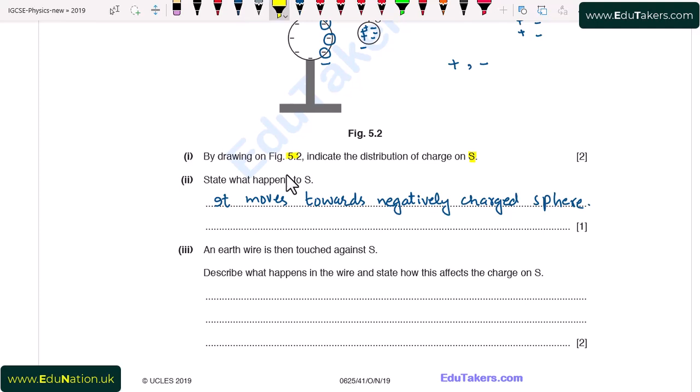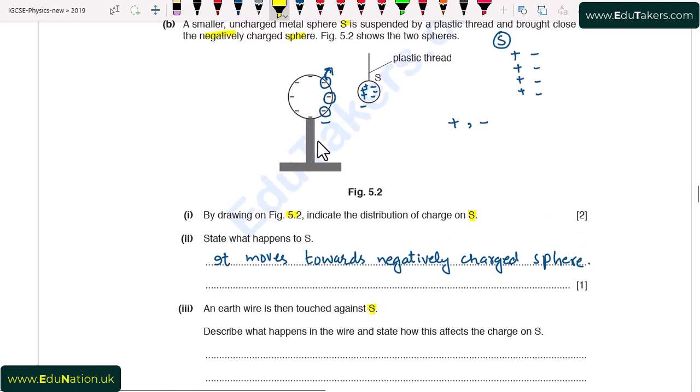Part 3. An earth wire is then touched against S. Describe what happens and how this affects the charge on S. So going back to the figure, now this is our sphere S and we earth it. I suppose that I earth it.